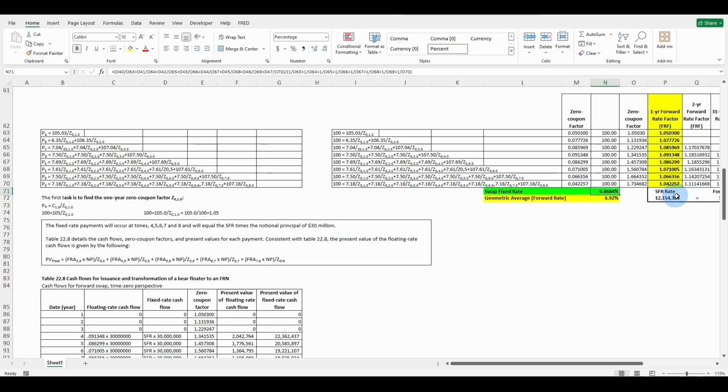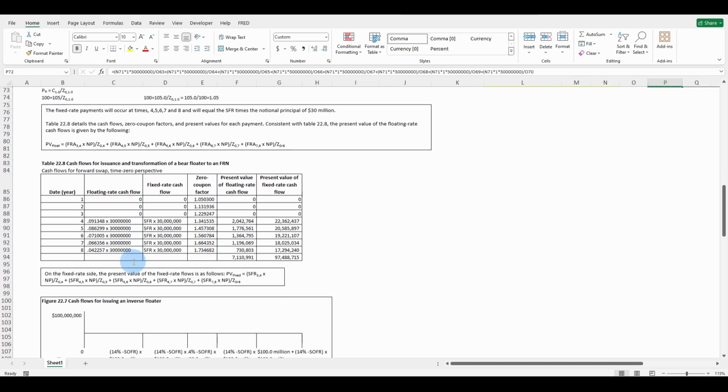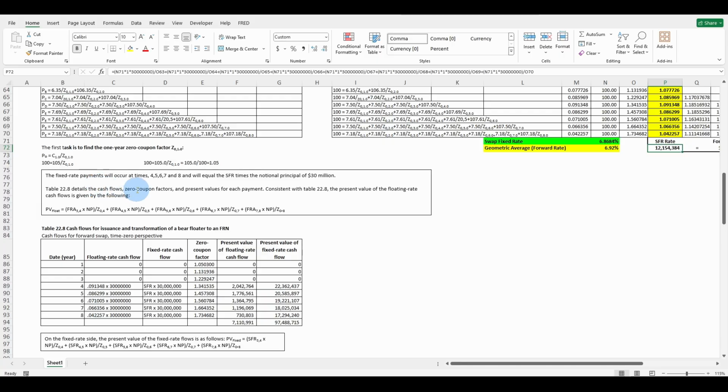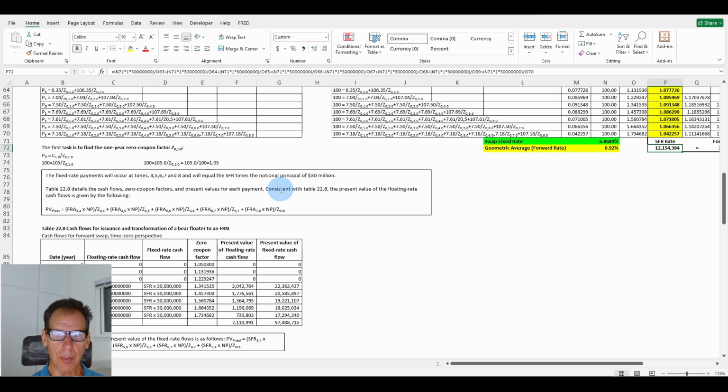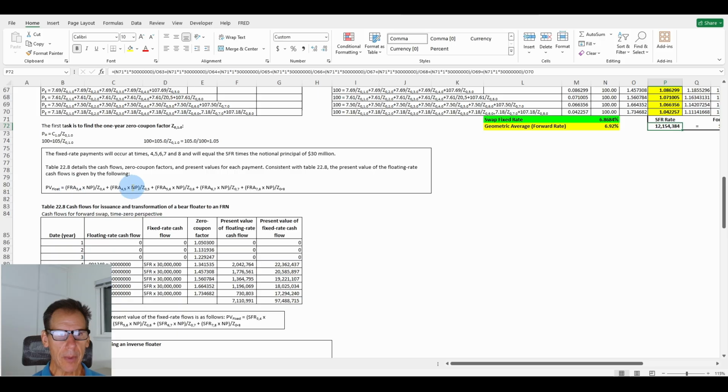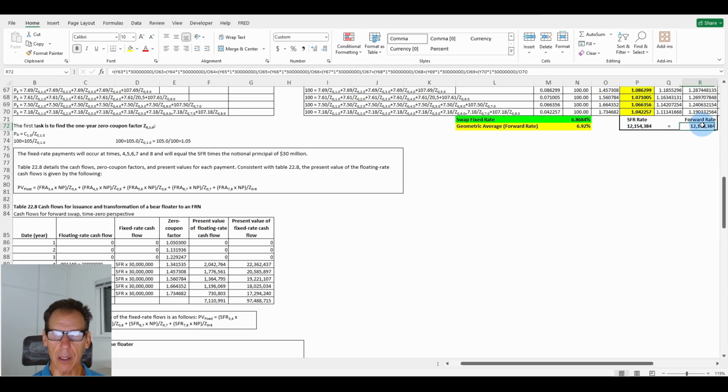What I did here? No, here, right here. Table 22.8, and my numbers may be a little bit screwy here, but you'll be able to figure it out. Table 22.8 details the cash flows, zero coupon factors, and present values for each payment. Consistent with Table 22.8, the present value of the floating rate cash flow is given by, you see this number here? It's most likely the forward rate. So it's going to be this number right here in R72.